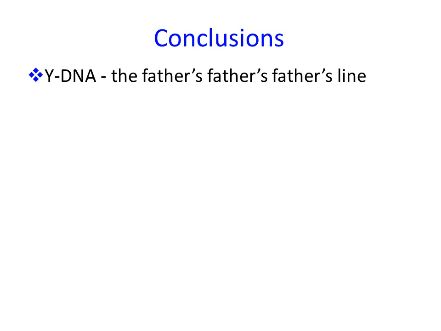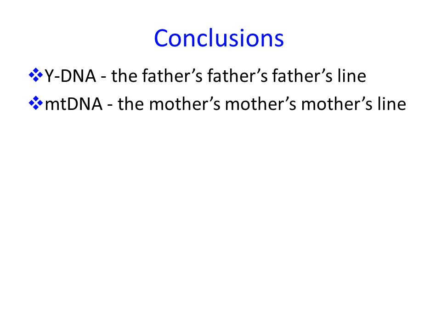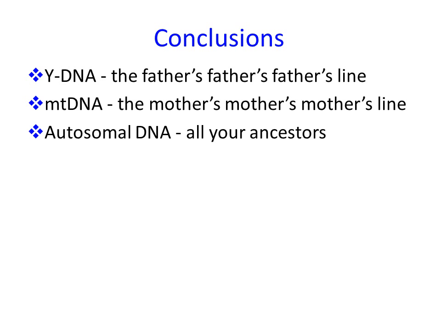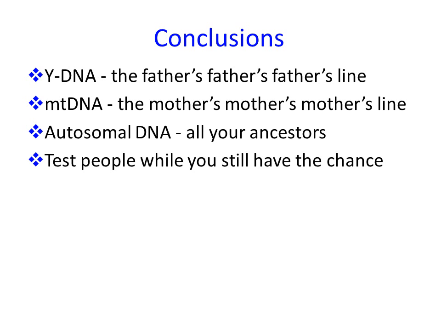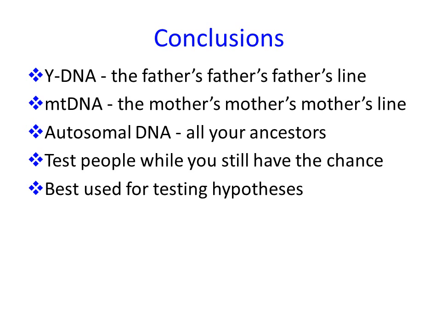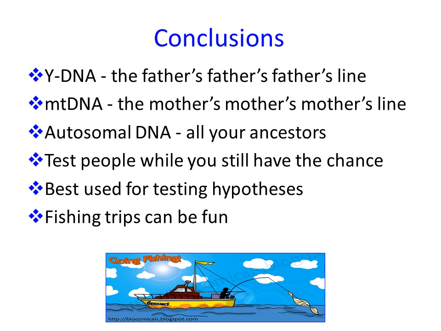And just to sum up, we've been looking at the three different types of DNA test. The Y-DNA test is the test that follows the surname line, the father's father's father's line. The mitochondrial DNA test is the test that tracks the mother's line. Autosomal DNA is the test that will give you matches with your genetic cousins on all your different family lines. Make sure you test people while you still have the chance. Any DNA test is best used for examining a particular hypothesis, but it can be fun to go on what we call a fishing trip, and if you do that, you will never know what you might catch.